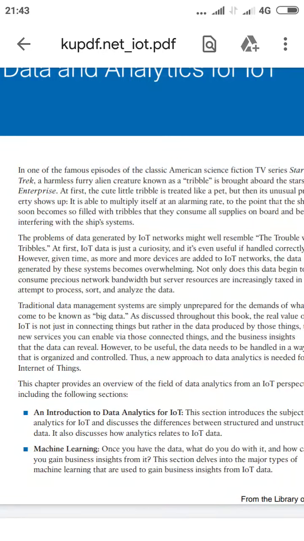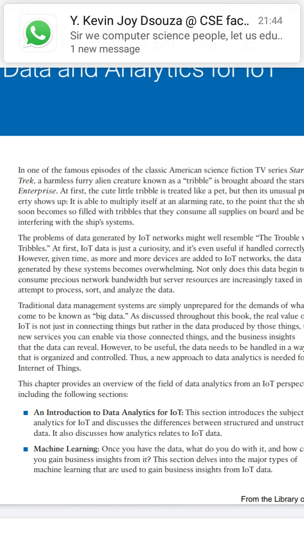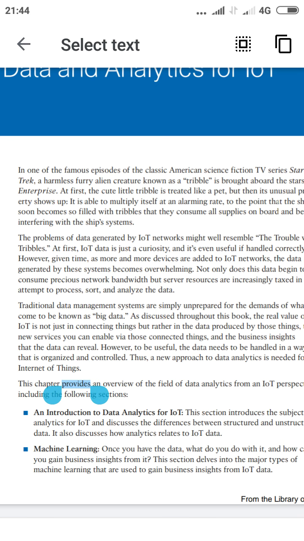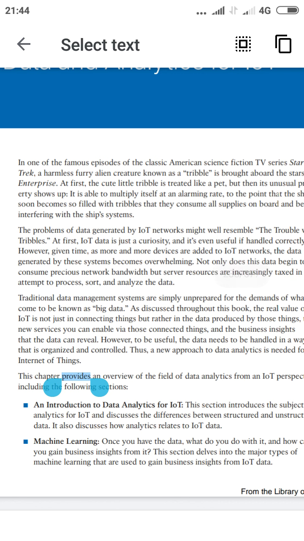Hello, good evening everyone. Now I am discussing data analytics for IoT. Mainly in this chapter, I'll cover introduction to IoT and data analytics, machine learning, big data analysis tools and technology, edge streaming analytics, and network analysis. First, I'll discuss the introduction to data analytics for IoT.